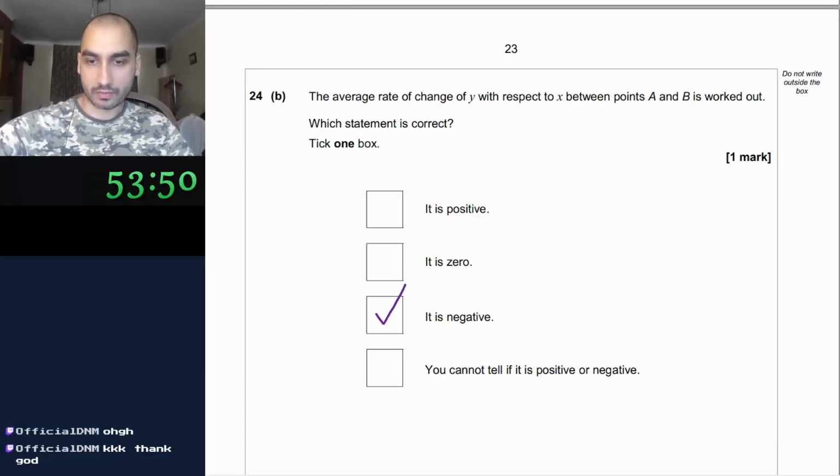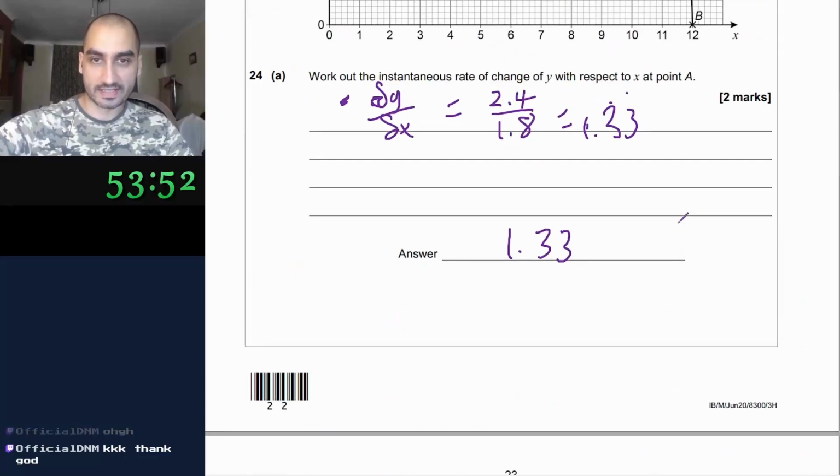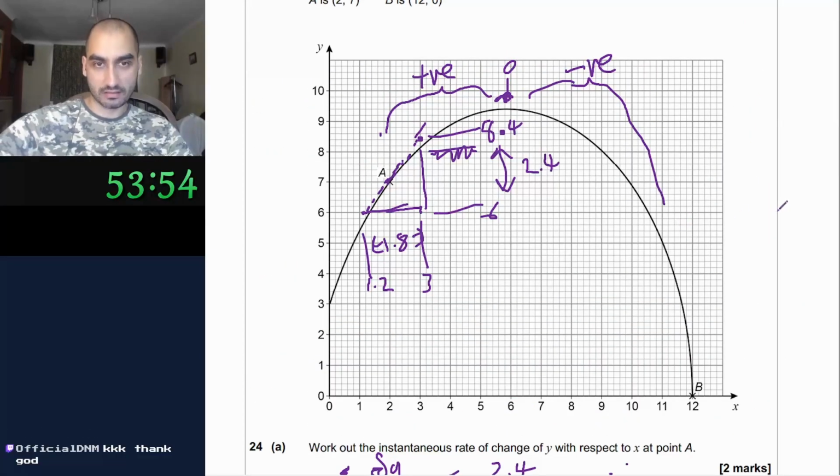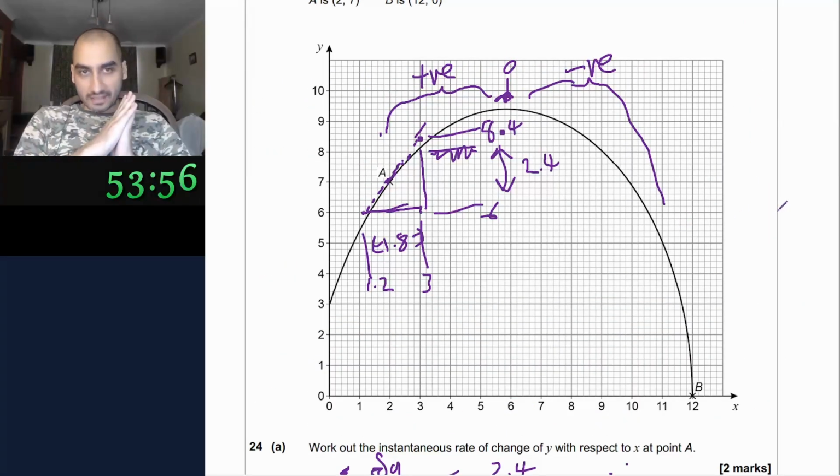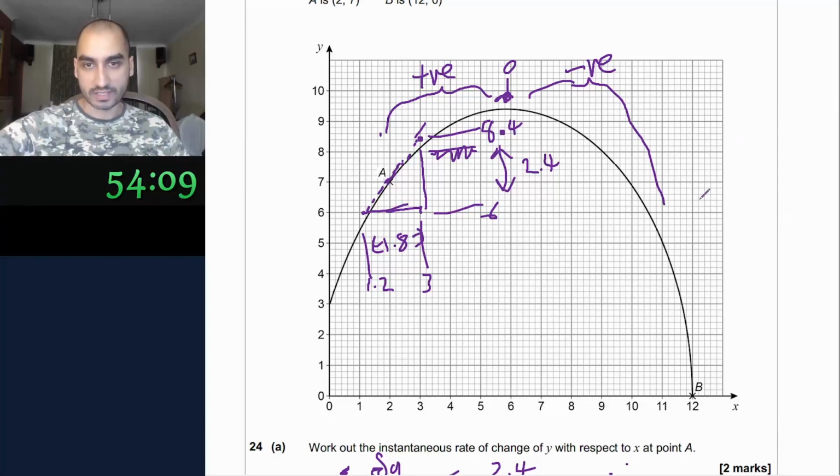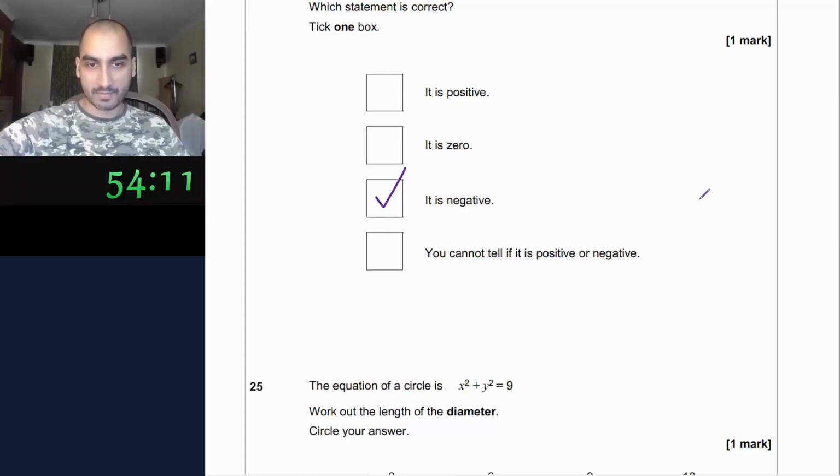All right, so I think overall it's negative, but then again, you can't actually tell technically. But I think the diagram is reliable enough that you can say there is a lot more negative than there is positive. So I would comfortably say that's negative. Average rate of change is negative. I might get that one wrong.